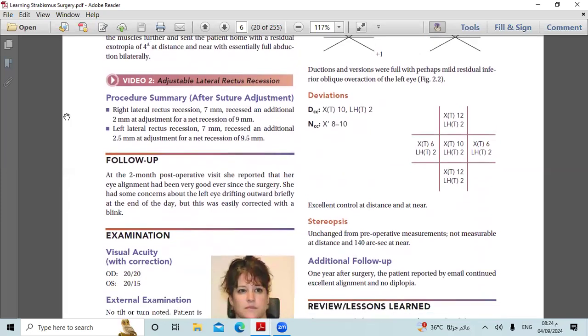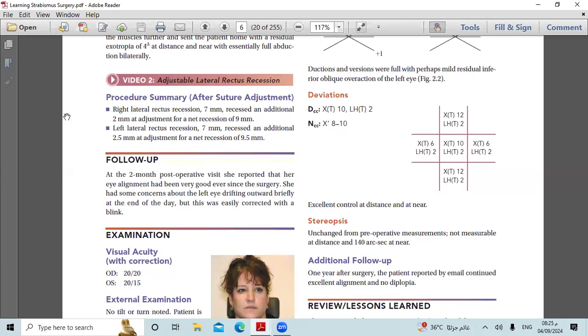Okay, continue. Procedure summary after suture adjustment. Right lateral rectus recession 7 mm, recessed an additional 2 mm at adjustment for a net recession of 9 mm. Left lateral rectus recession 7 mm, recessed an additional 2.5 millimeters at adjustment for a net recession of 9.5 millimeters.